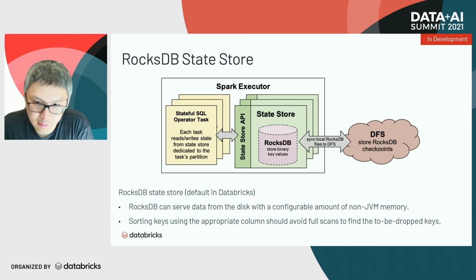Our goal here is to build a state store that stores the binary key values in RocksDB. RocksDB is running inside the executor process. The RocksDB files on a local disk will be synced to a stable file system on every version commit. On recovery, the necessary files will be copied from the remote file system to the local disk to restore the correct version of data in RocksDB.